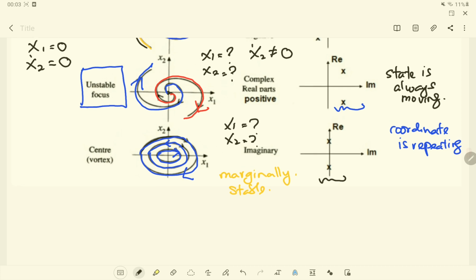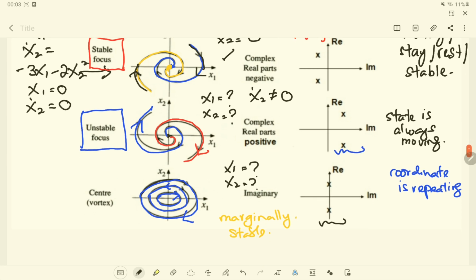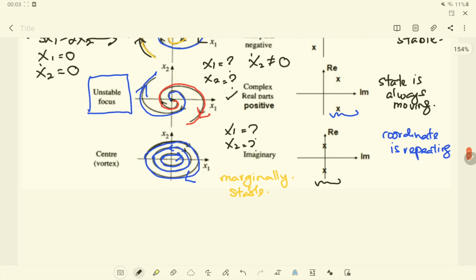So for stable systems, the state is not moving. For unstable systems, the state is always moving. For marginally stable systems, the state is moving but is repeating coordinates, and you can predict the value of x1 and x2.